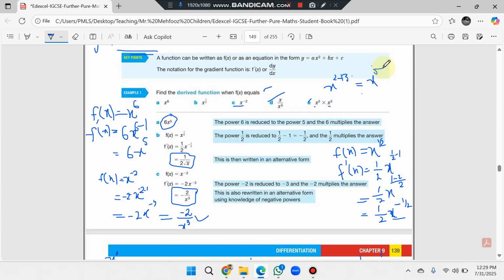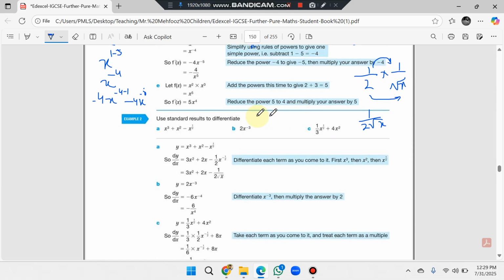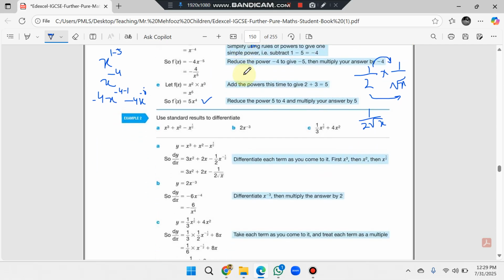So what is the derivative of x raised to the power 5? 5 goes on start, x raised to the power 5 minus 1, that is 4. This is your solution. Understand or not? Yes. And the solution is given in this way: 5x raised to the power 4. Do you have any problem? No. This is your example 1.